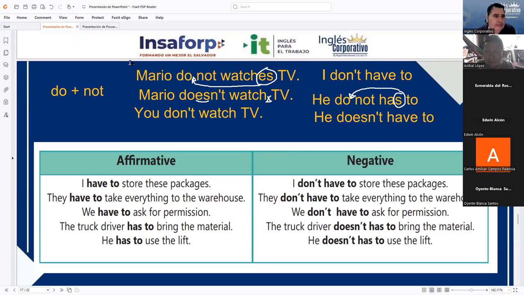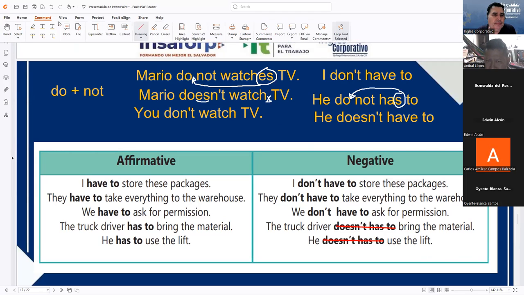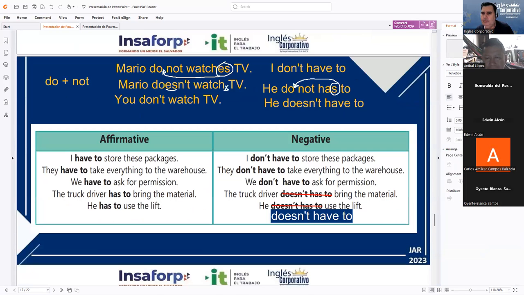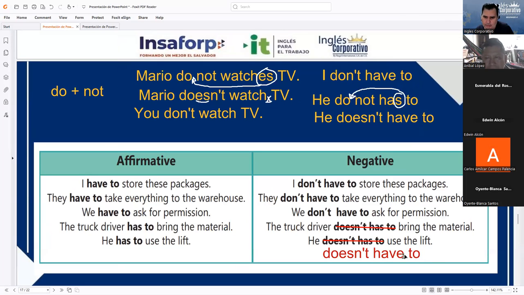So what are we saying? That we need to make a correction here. This is wrong. What's the correct form? He doesn't have to. So we say like this, he doesn't have to use the lift. The truck driver doesn't have to bring the material. That's the correct form in this case.